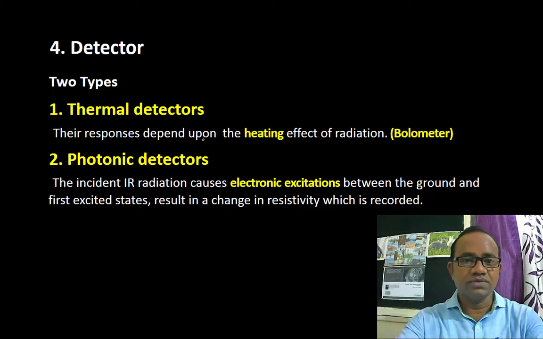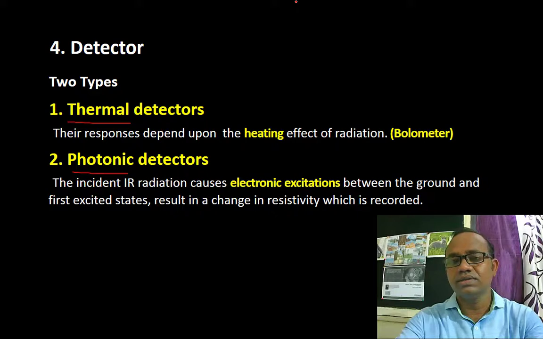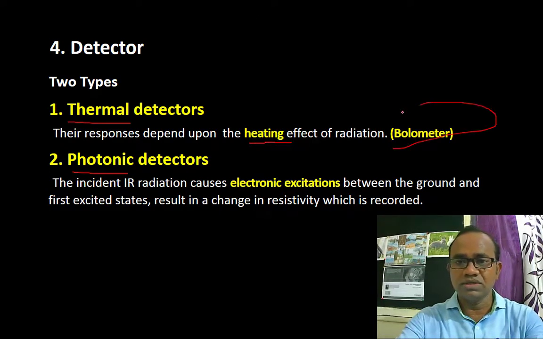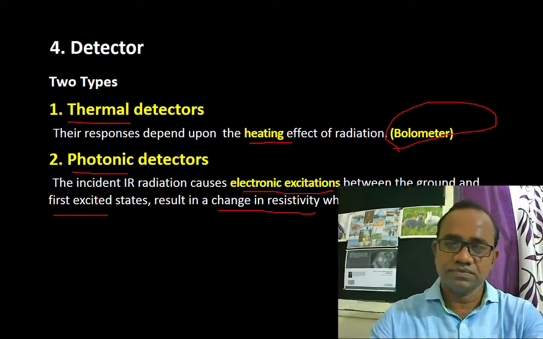For detectors, there are mostly two types: thermal detectors and photonic detectors. Thermal detectors' responses depend on the heating effect of the radiation. Mostly the bolometer is used here. Photonic detectors detect the electronic excitation of atoms between the ground state and the excited state. Because of the excitation, a change in resistivity is produced, and that is recorded.